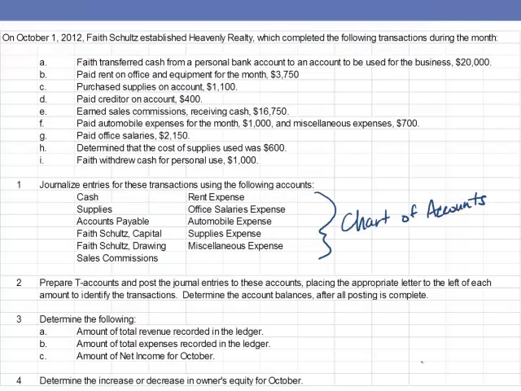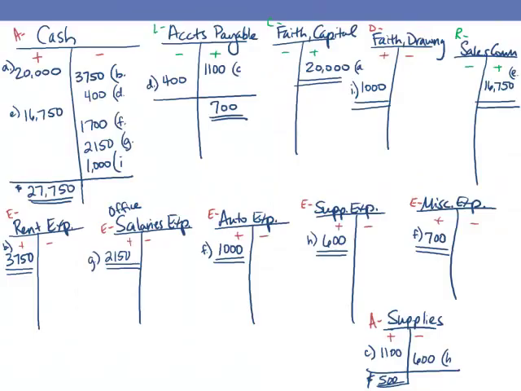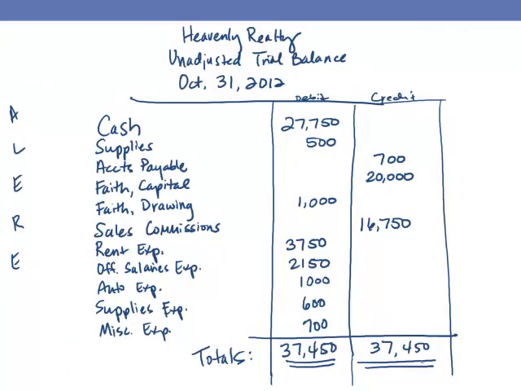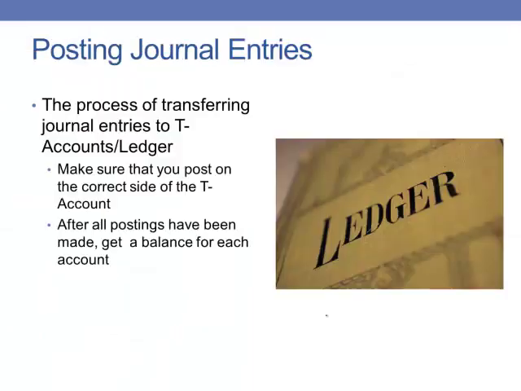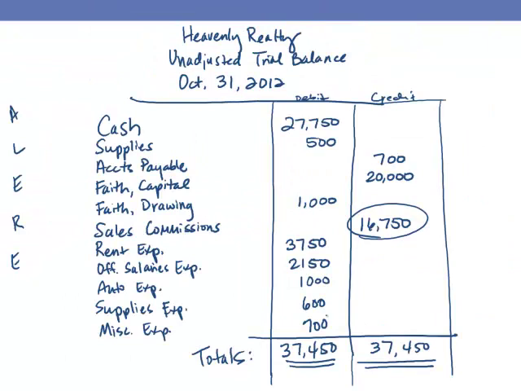Okay, they ask us to determine the following. Total revenue recorded in the ledger. Well, that was the balance in sales commissions. That was the only revenue account we had. And that was, if we look on here, $16,750. So our total revenues were $16,750. Okay, now it asks us total expenses. Well, we would just need to add up those expense totals on here. We've got 3,750 plus 2,150, 1,000, 600, and 700. So 8,200.